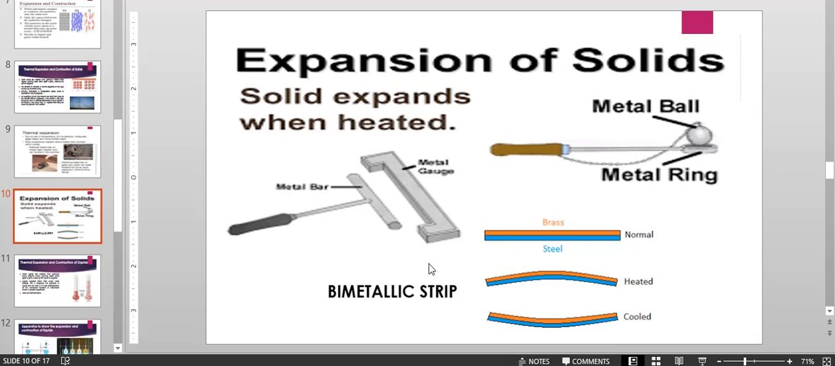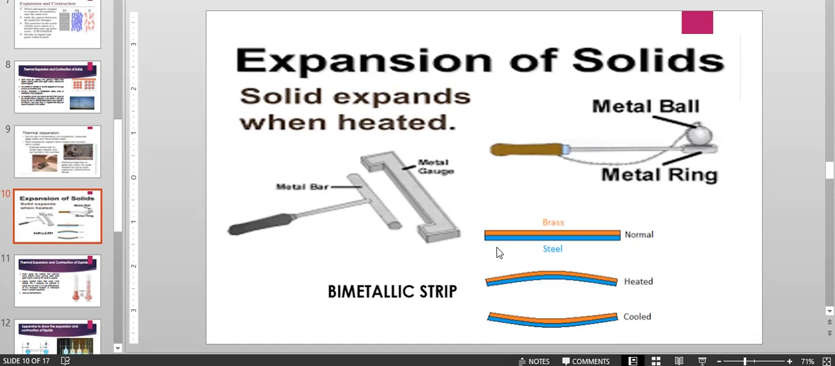The third experiment is of a bimetallic strip. When you heat it, one of the metal strips, for example brass in this case, will absorb more heat and will cause the whole strip to bend upward. And upon cooling, the brass will cool more and bend the strip downwards.